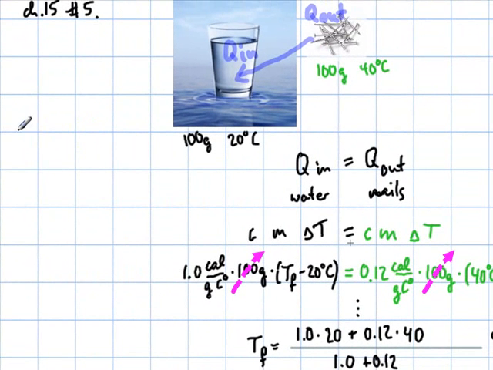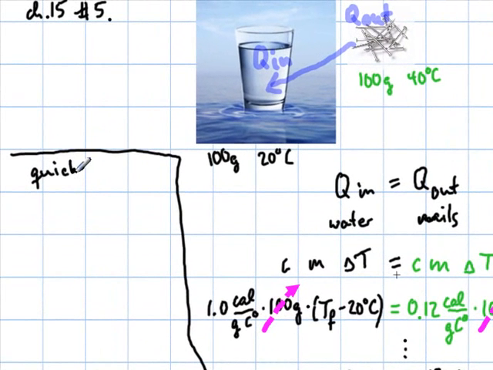Okay, I said there is a quick way, and this quick way is an approximation, and it only works if the masses are the same. So here's the quick way. We compare the heat capacities of 1.0 and 0.12 and see what kind of ratio that is. So I divide the two, and when you do 1.0 divided by 0.12, you come up with roughly 8. If you do it a little bit more exact, you come up actually with 8.3 repeating.